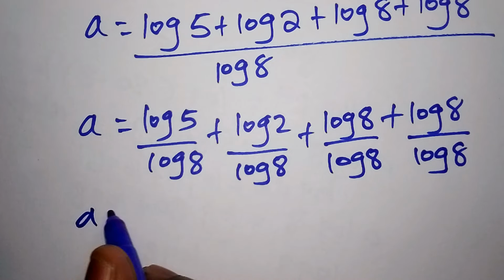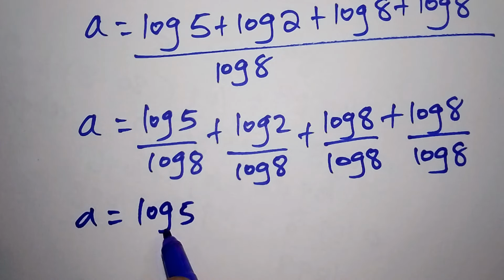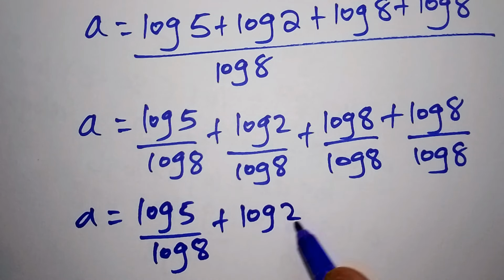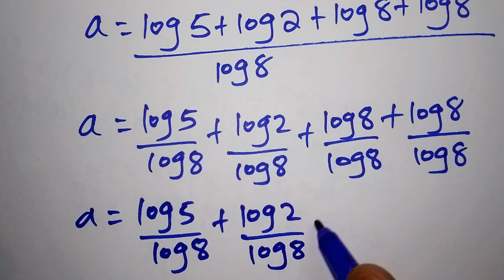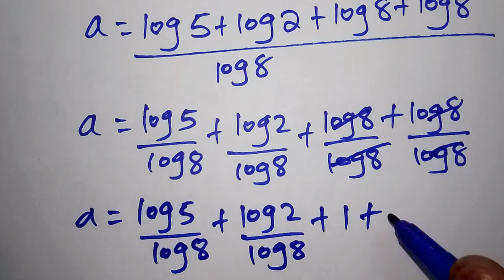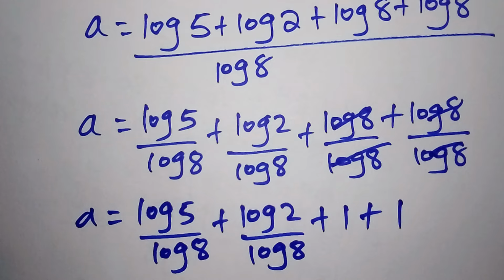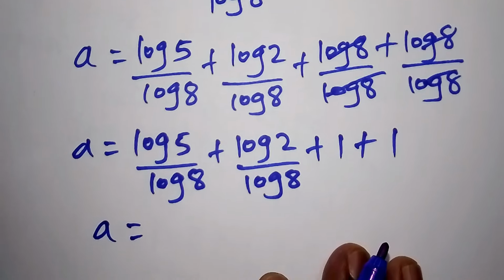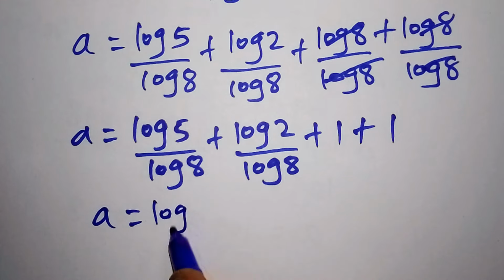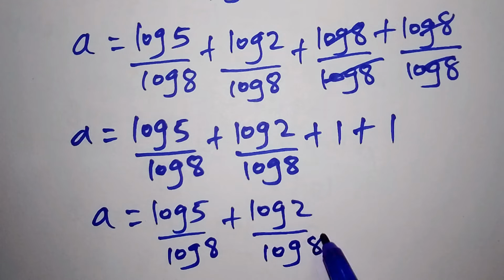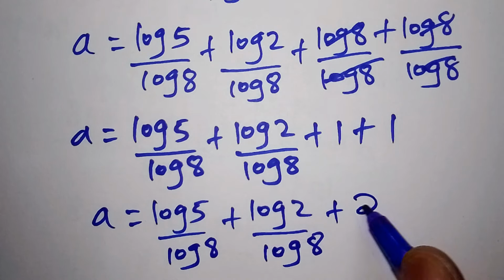So the value for a is equal to log 5 all over the log of 8, then plus log 2 all over the log of 8, plus log 8 and log 8 cancel, so plus 1, then plus log 8 and log 8 cancel, then plus 1. So the value for a is equal to log 5 all over the log of 8, then plus log 2 all over the log of 8, then plus, so 1 plus 1 is 2.